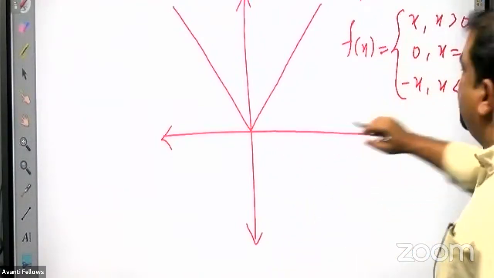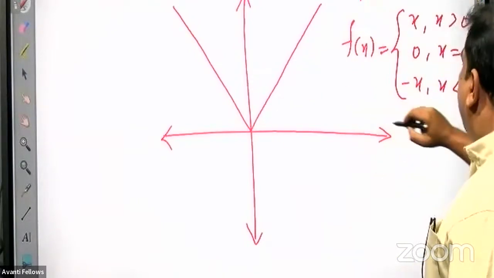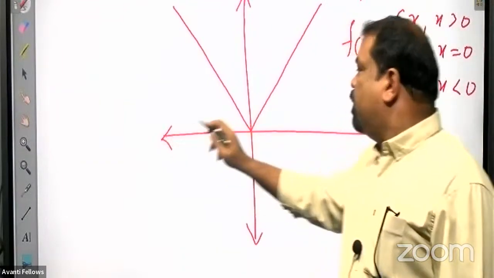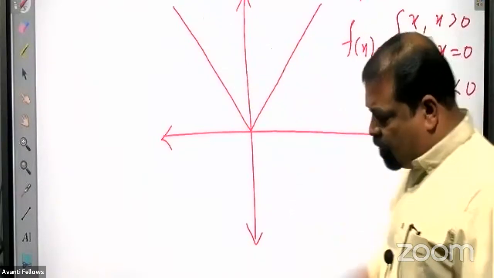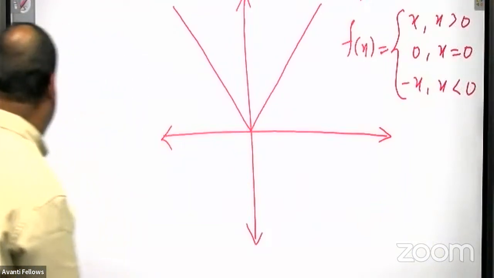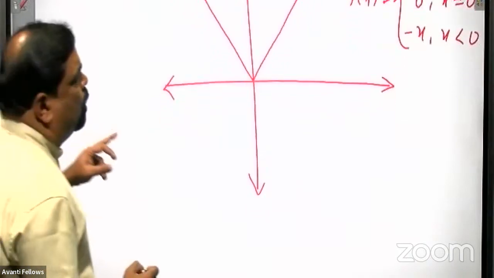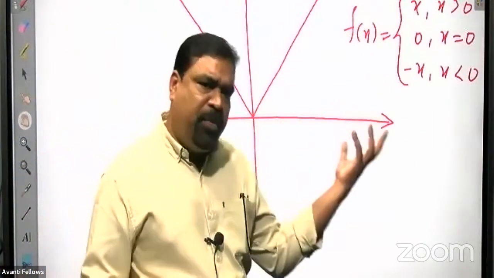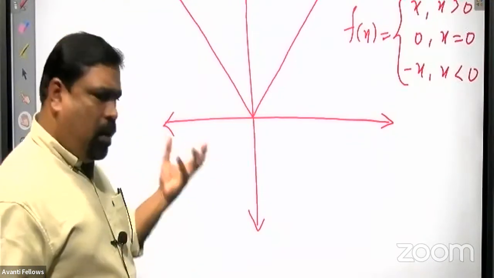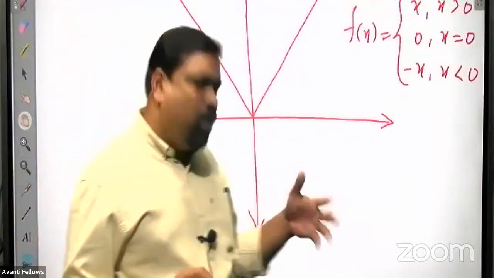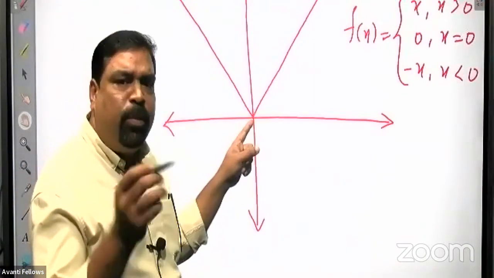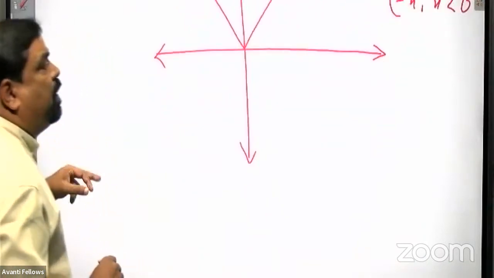Means for all positive values of x, the function is x. At 0, the function is 0 only. And for all values of x less than 0, the function is minus x. So this is the graph of mod x. What can we observe from the graph? Is it a continuous function? Very clearly, you cannot see any break here. By direct observation, there is no break. But anyway, we can check. If it is discontinuous, the only chance is at 0, because you can find a turning point at the point 0. Let us check the continuity at the point 0.